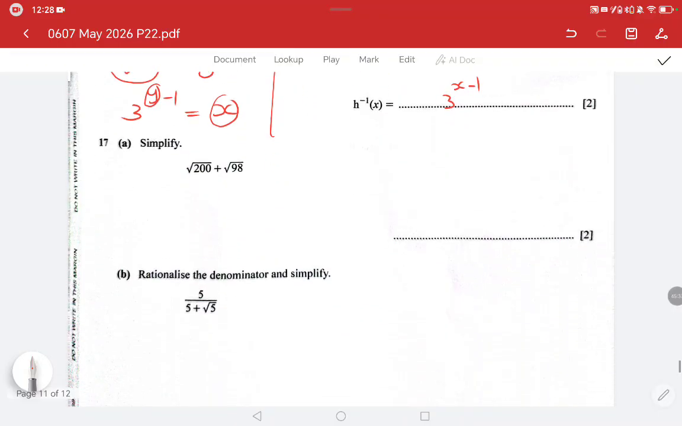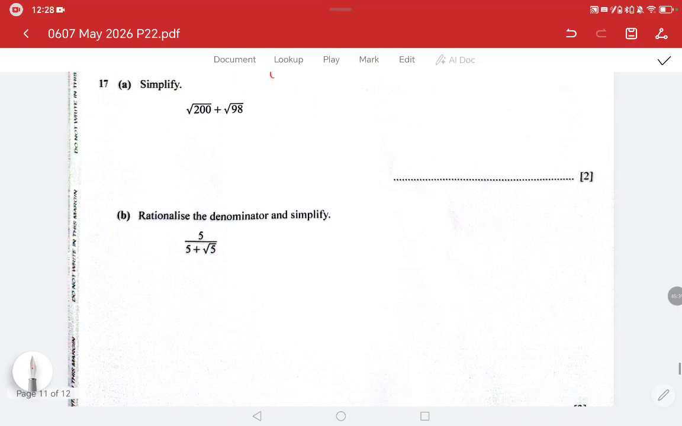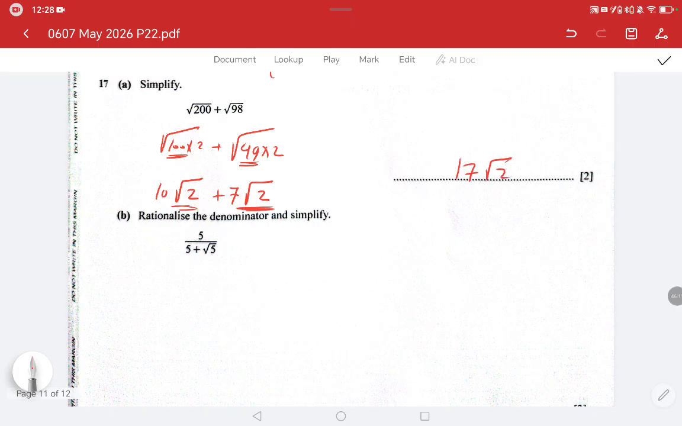Okay, simplify the square root of 200 plus the square root of 98. Now we have these two and we need to simplify them. The 200 is like 100 times 2, and the 98 is 49 times 2. The square root of 100 is 10, the square root of 49 is 7, and the square root of 2 stays inside. So we have 10 square root of 2 and 7 square root of 2, so in total we have 17 square root of 2.